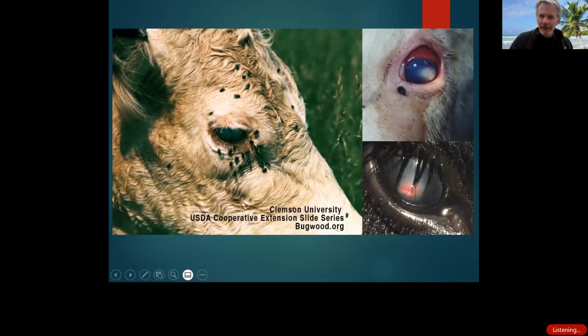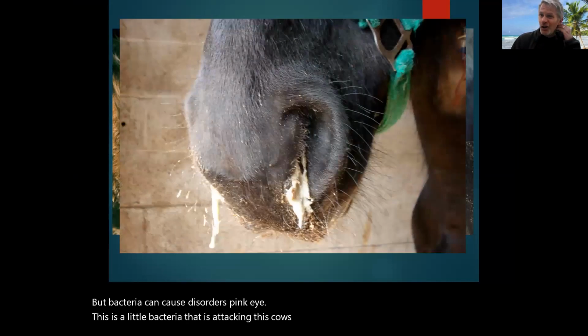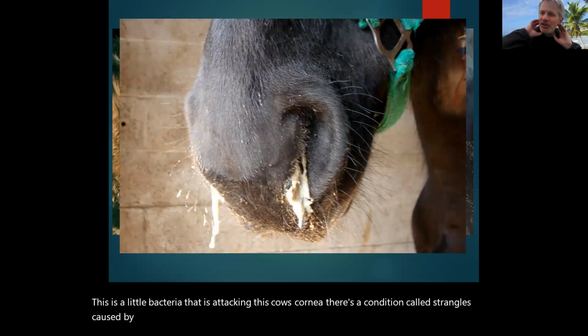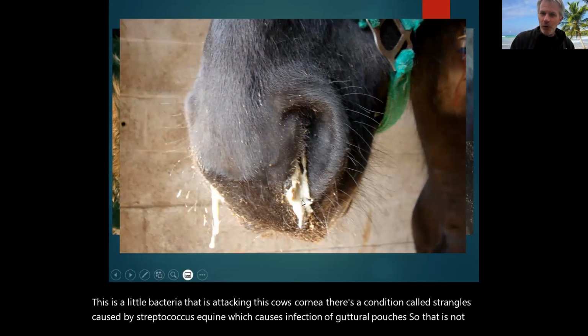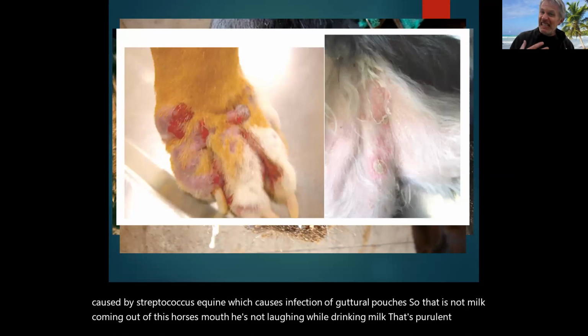But bacteria can cause disorders like pink eye. This is a little bacteria that is attacking this cow's cornea. There's a condition called strangles caused by Streptococcus equi, which causes an infection of the guttural pouches. So that is not milk coming out of this horse's mouth. He's not laughing while drinking milk. That's purulent material. We can see skin infections.